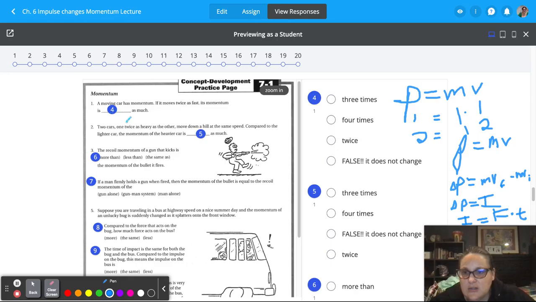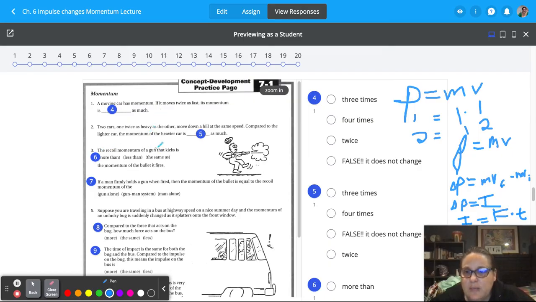Next question, 2 cars, one twice as heavy as the other, move down the hill at the same speed. Compared to the lighter car, the momentum of the heavier car is blank as much. So same concept, except instead of velocity doubling, we're doubling mass. But same question as the one above.